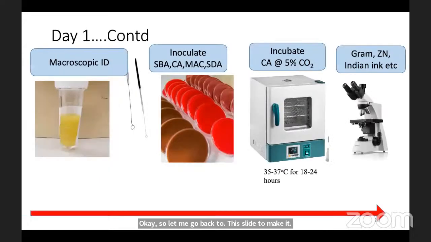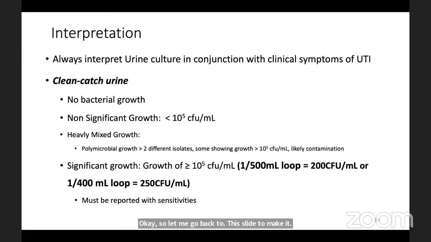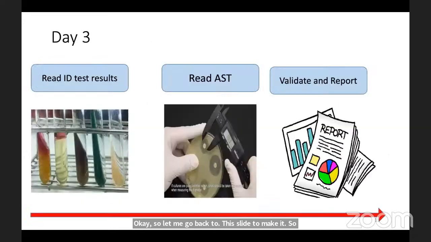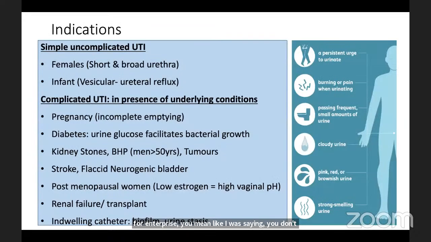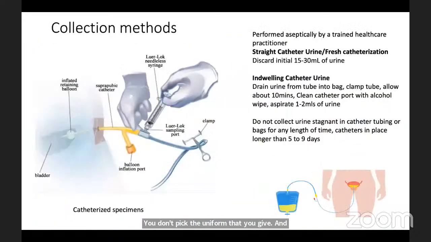So for catheterized urine, like I was saying, you don't pick the urine from the bag. You don't pick the urine from the tubing. And even ideally for a catheter that has been in place for 5 to 9 days, you don't want to pick a sample from it because there may be biofilm formation of bacteria in there. So this is not taken by the labs, but we can direct the nurses on taking that.